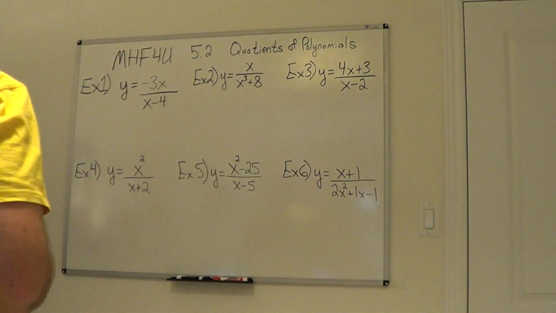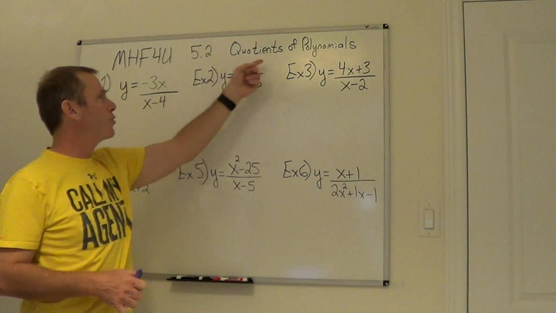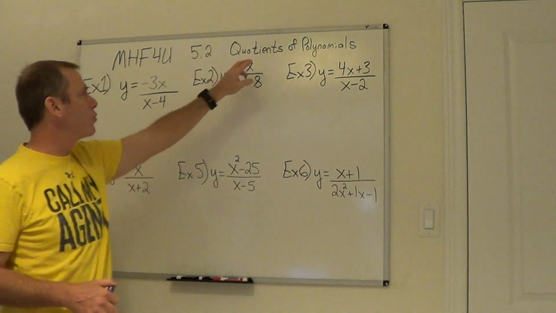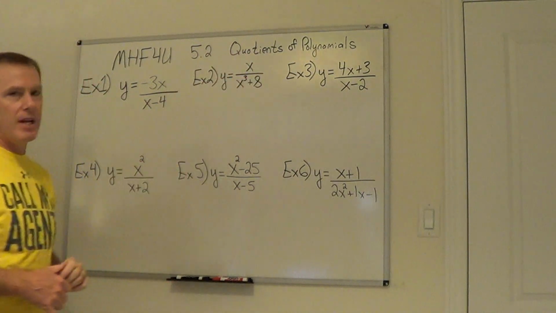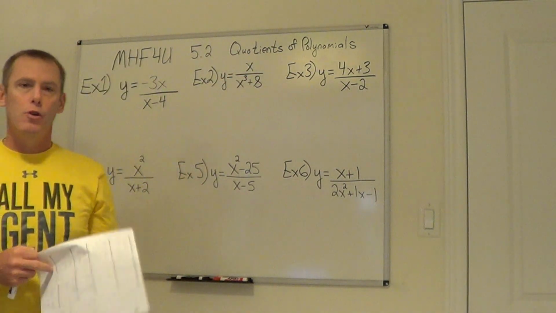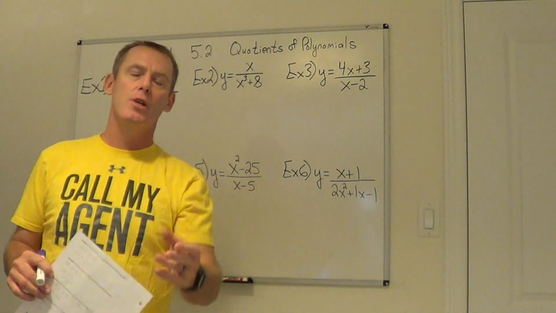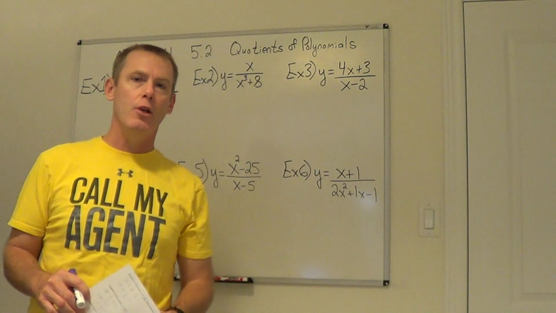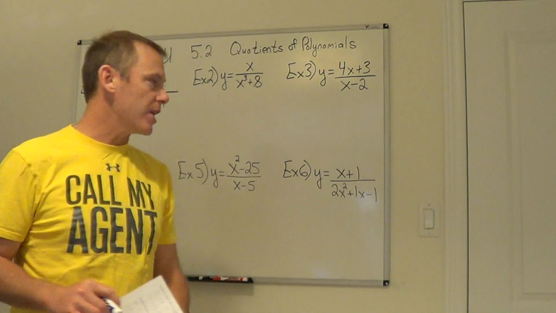All right, this is the first day of our new unit, and what we're doing is 5.2, quotients of polynomials. Again, quotients refers to division of polynomials. So here I'm going to go through my examples. I'm going to refer to my first page, which talks about vertical and horizontal asymptotes, and this is where we get a glimpse of what you're going to see in calculus, when it comes to curve sketching.